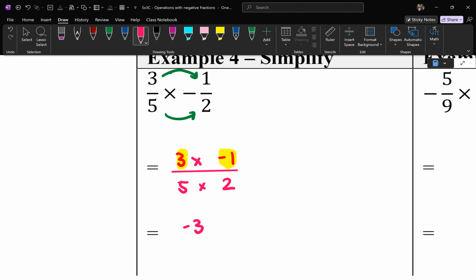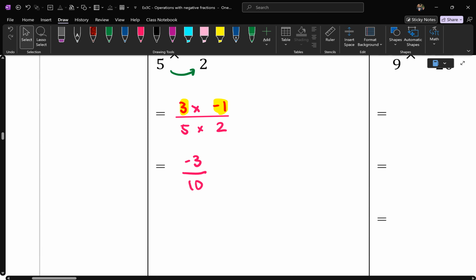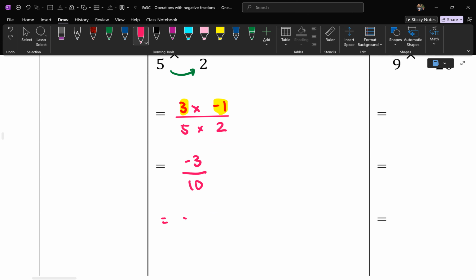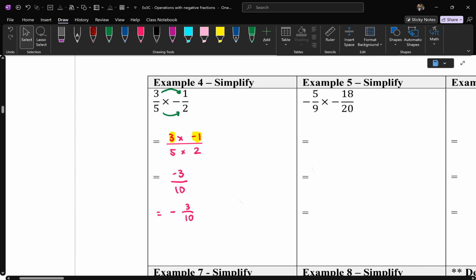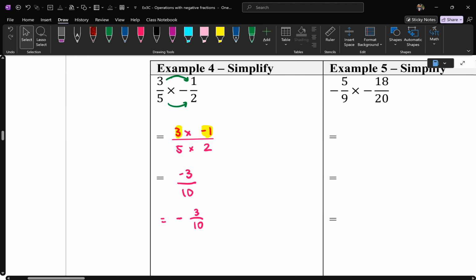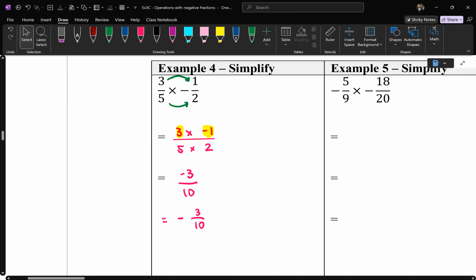Then you just do 3 times 1. So 3 times 1 is 3. The 2 signs are different, so it's a negative 3. On the bottom is easy. Both numbers are positive, so 5 times 2 is 10. So your answer is negative 3 on 10. You can write the negative on the top, or you can write it as negative of 3 over 10. So negative on the outside. Same thing. So that's the scenario where there are no common factors, nothing that you can simplify.